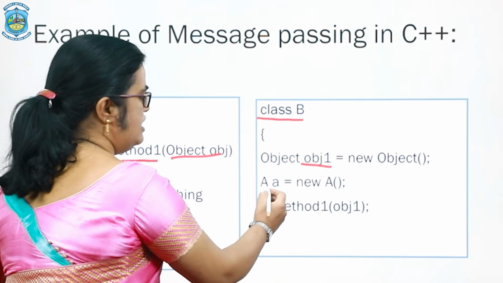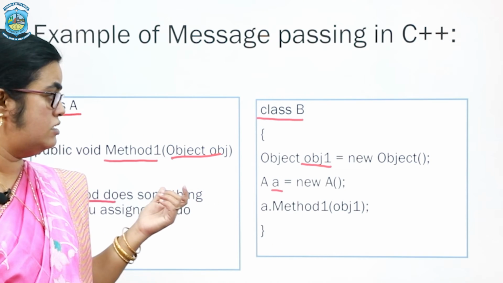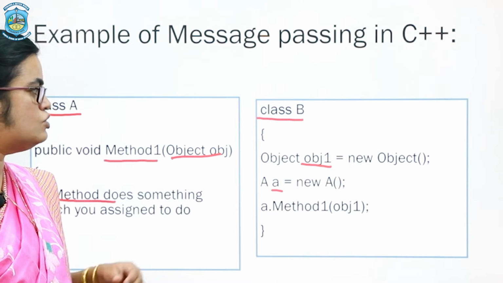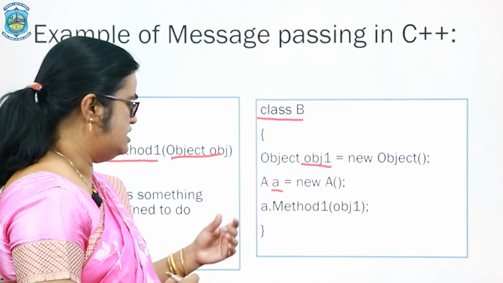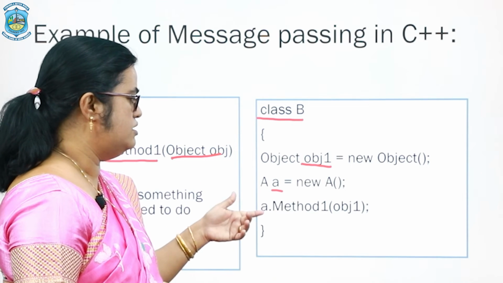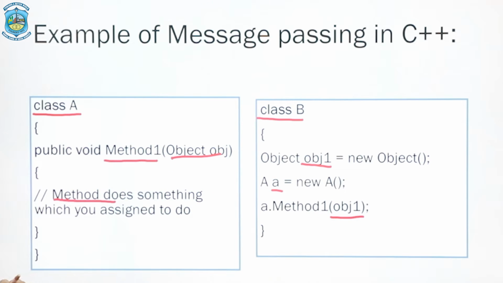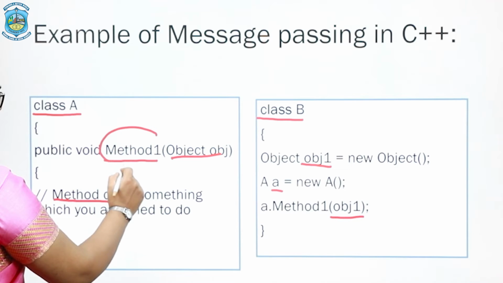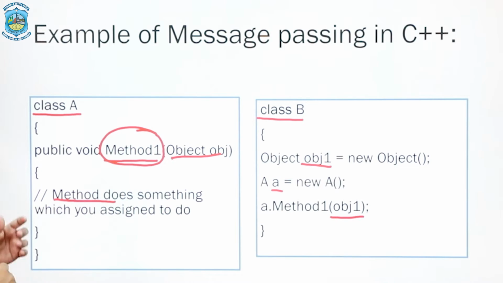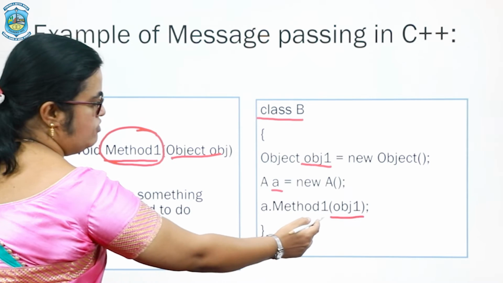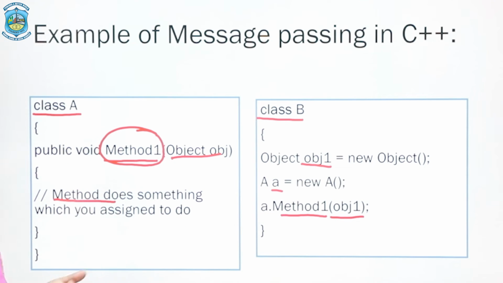The second one is a small a, which is an object of the A class. So once these both are created, we are calling this method method1 with a parameter obj1. Now if you look at these two classes, method1 is a method of class A, and it is being invoked here with the help of a parameter obj1. So we see that there is a communication link between both the classes.